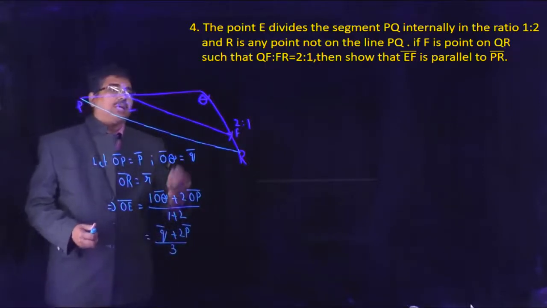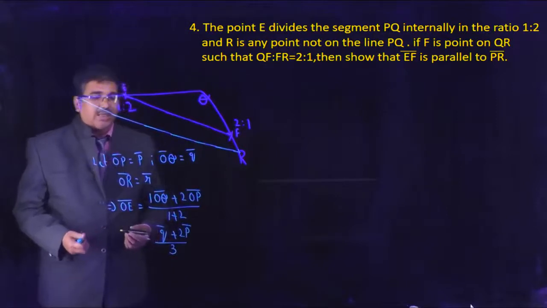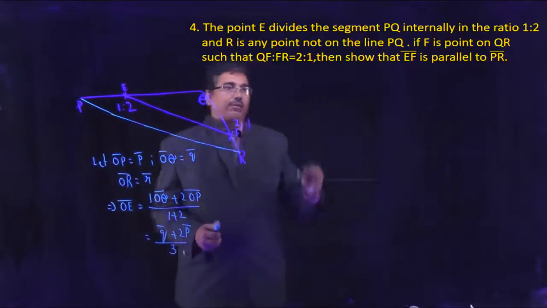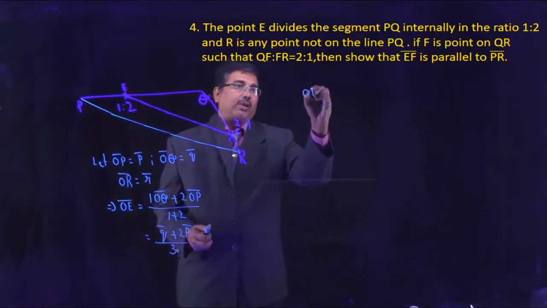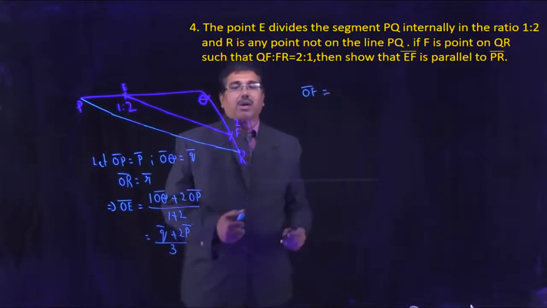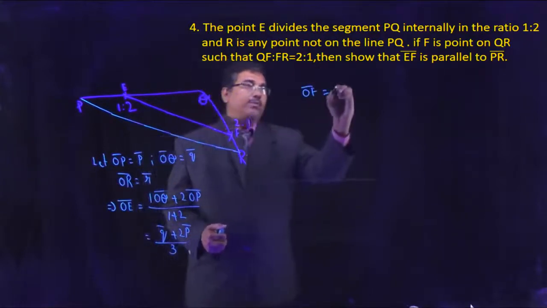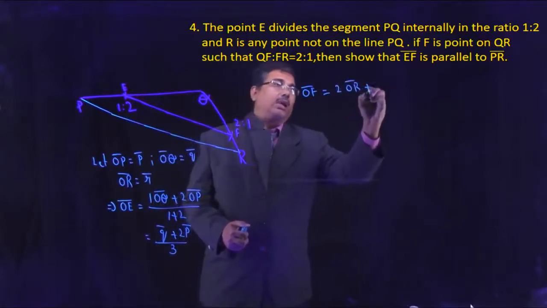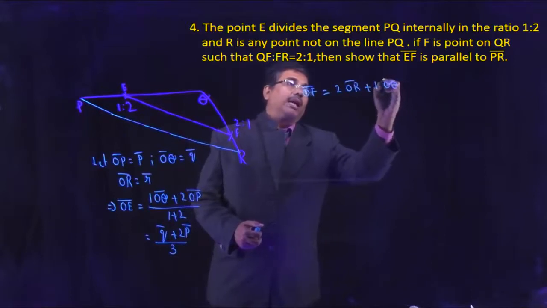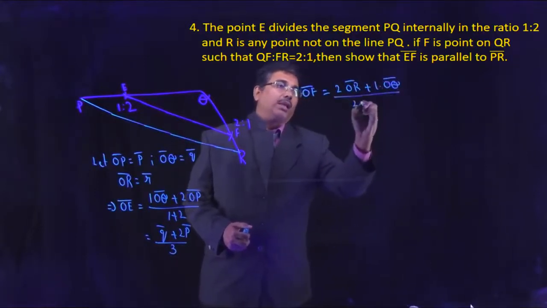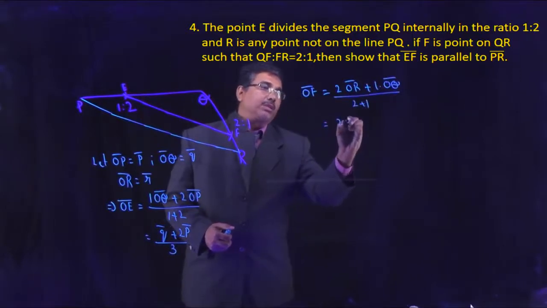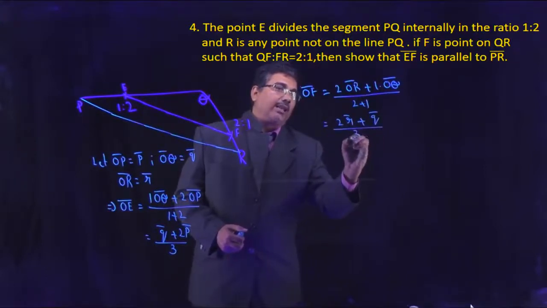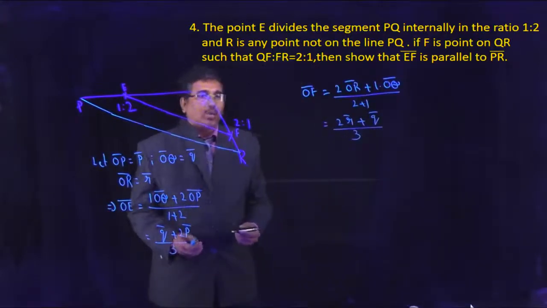Now F divides QR in the ratio 2 is to 1. The position vector of F is denoted by OF bar. OF bar is equal to 2 times OR bar plus 1 times OQ bar, divided by 2 plus 1, that is equal to 2r bar plus q bar divided by 3. That is OF bar.